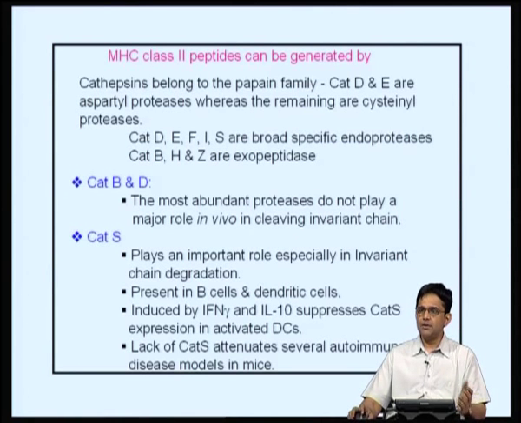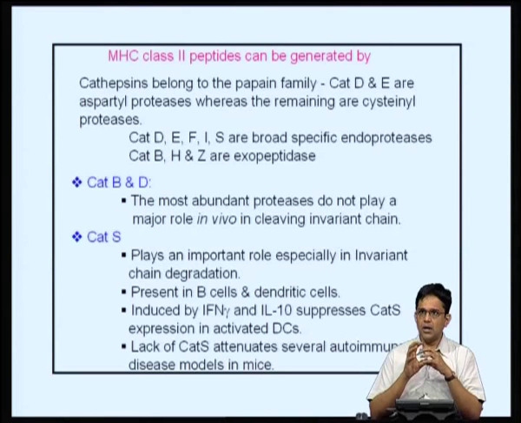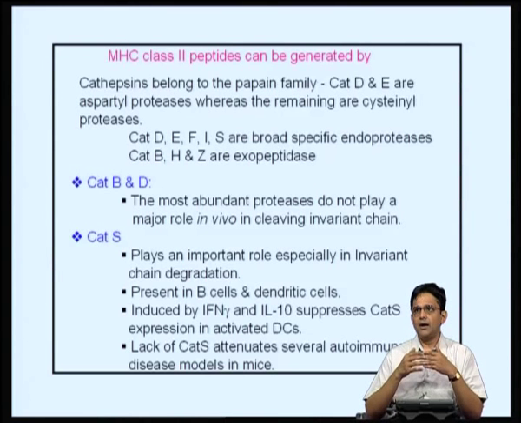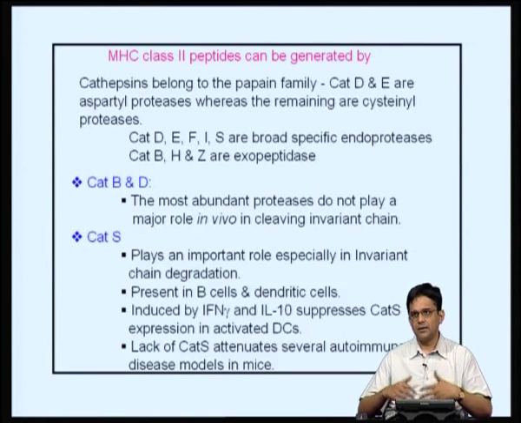So why would this be? Because there is a correlation over here between MHC class 2 expression and autoimmune diseases. It is something that will be discussed. So what would happen is, if you do not have cathepsin S, there might be lesser expression of MHC class 2, which might affect the autoimmune diseases.